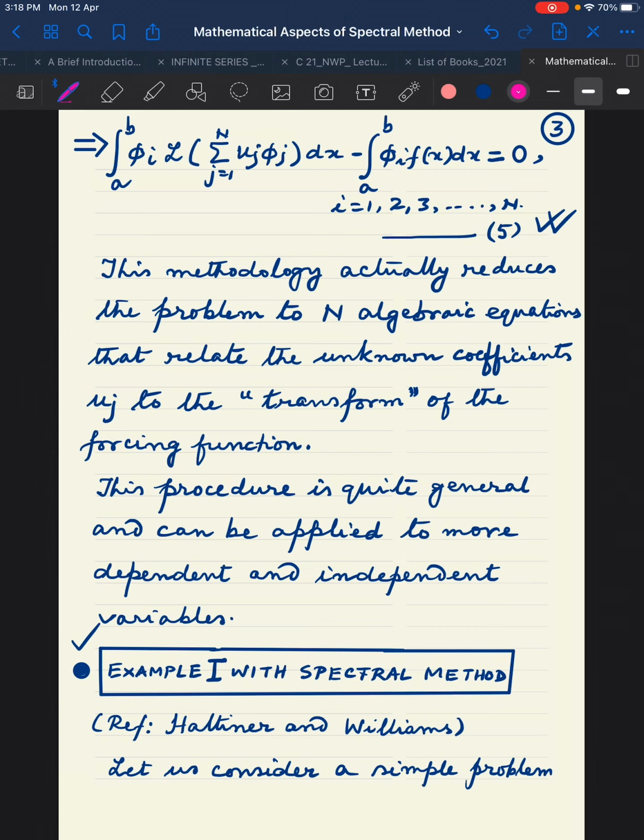In page 3, this is our equation 5. At the top of page 3, you see it is equation 5. So our main aim or main objective is to solve this equation, right?